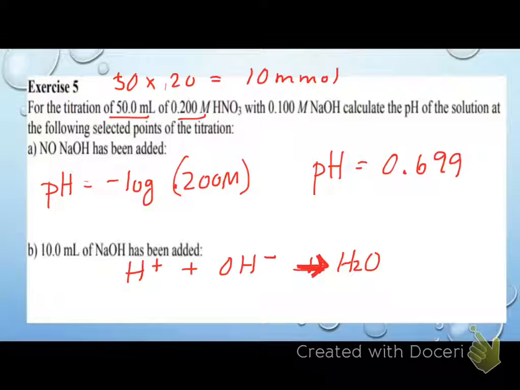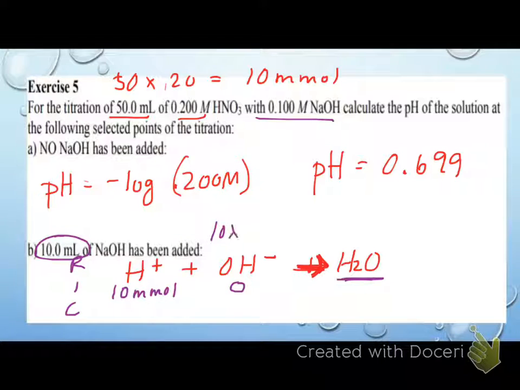Okay, so I start out and I have 10 millimoles of H+ when I'm starting. It is not made up, I promise. Before I start I have this, and I don't care about the water because it's liquid. So my change is going to be how much? 10 milliliters times 0.1 molar. What is 10 times 0.1? It is 1 millimole. So subtract out the 1 millimole.